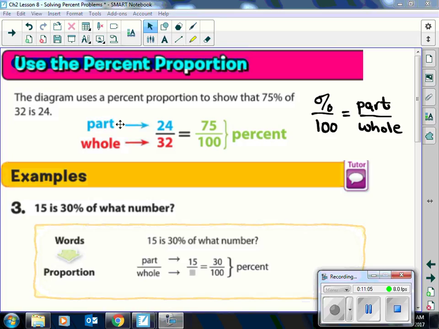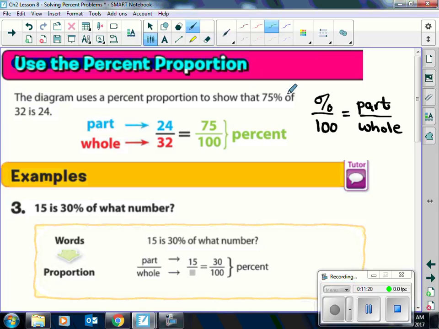So the diagram here uses the percent proportion to show that 75% of 32 is 24. Now when you look at this, see where it says of 32? The 32 is the whole. So bear with me. And the 24 is the part. And of course, the 75% is the one that has a percent sign on it. That's the percent.